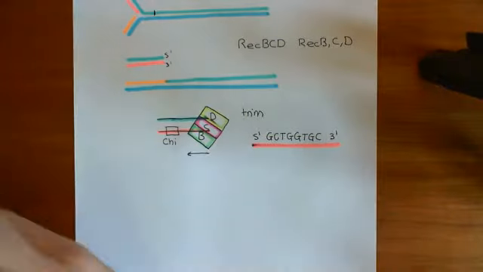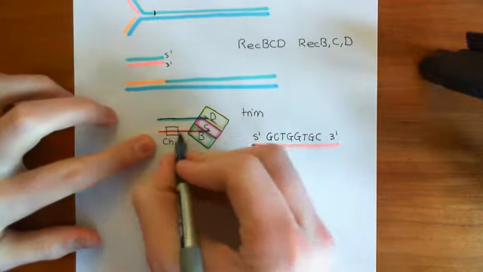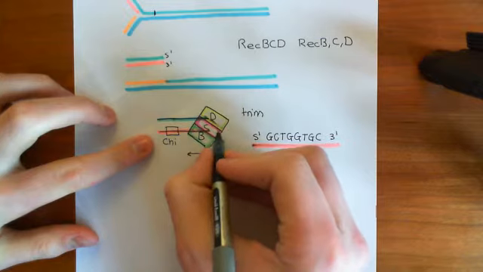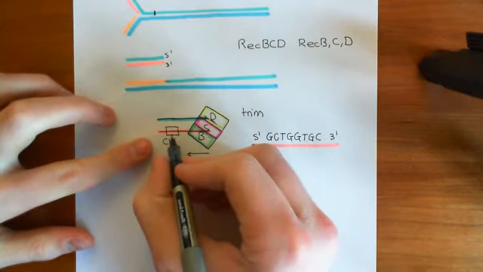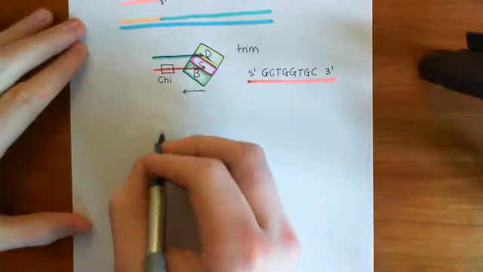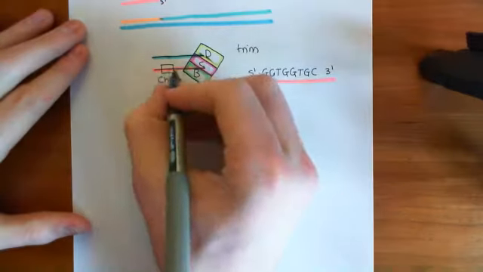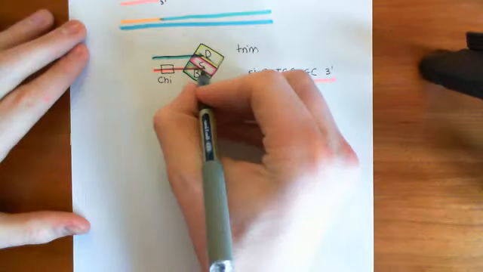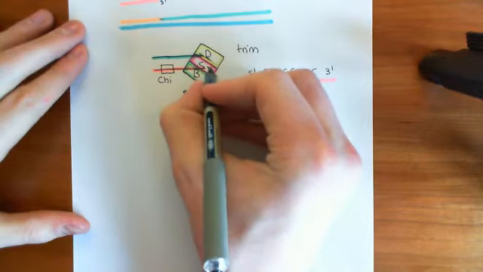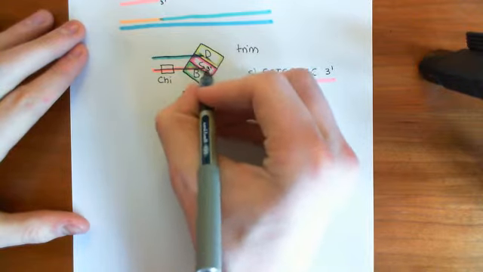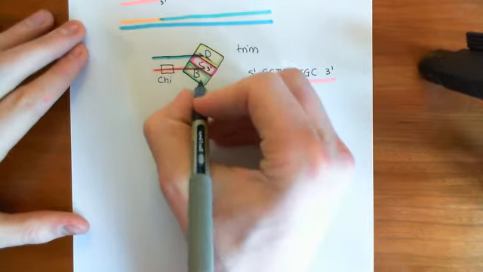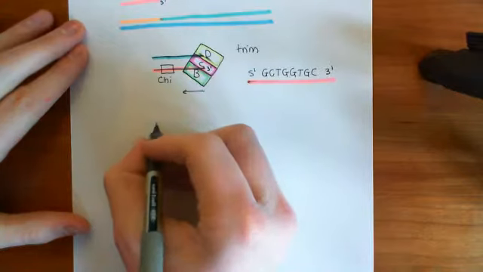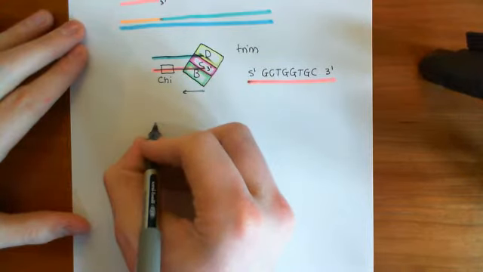Okay, and when it finds that, this RecC protein here is going to bind to that chi sequence, and it's going to stop the RecBCD complex from breaking up the red strand anymore, which, remember, is significant because the red strand has this 3' end at the end of the BCD complex. Okay, right, so let's draw this now.